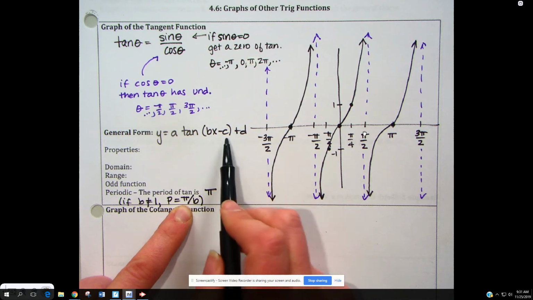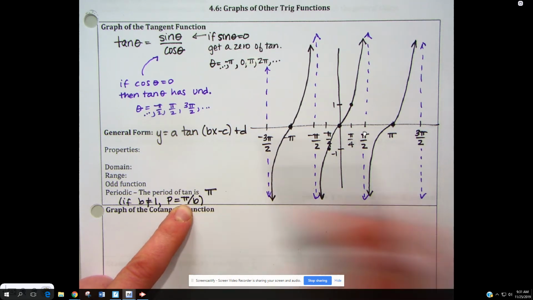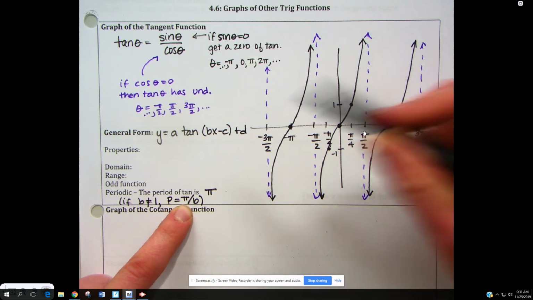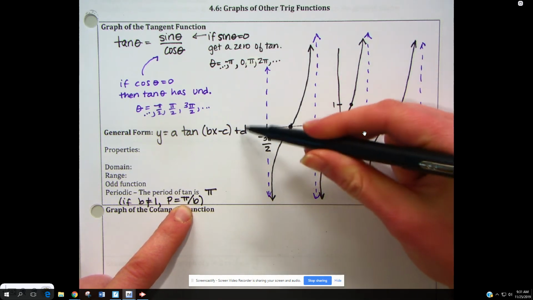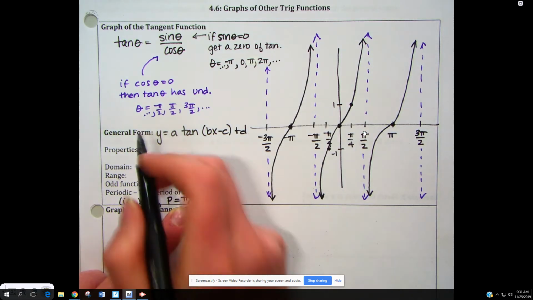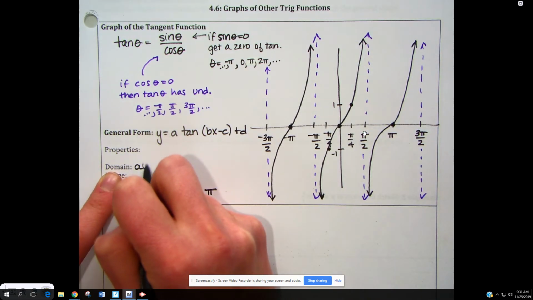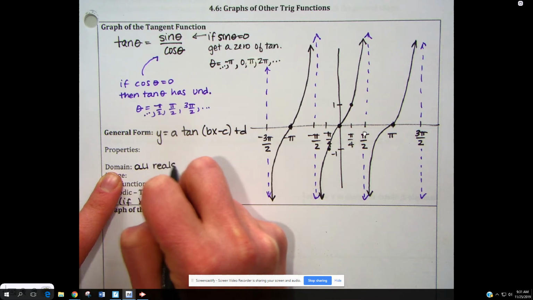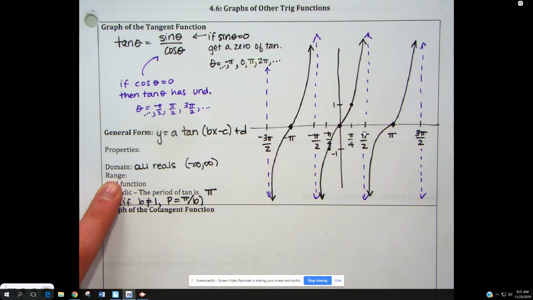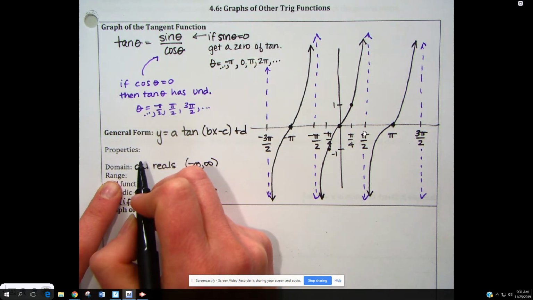The C is our phase shift, and the D is going to move it up or down. So those values that I'm searching for that are zeros right now would actually be plotted on the y equals D axis. A couple other notes. The domain is all real numbers. Or maybe you wrote negative infinity to positive infinity. The range is actually the same thing.